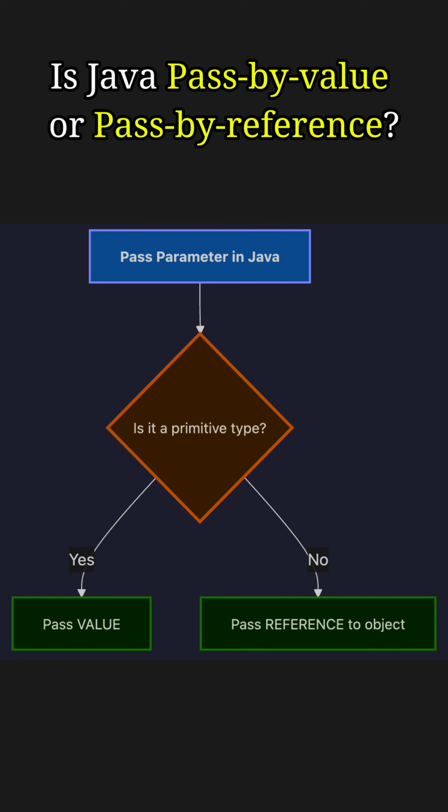Fun fact: did you know a method can't actually change the original primitive or reference variable in Java, but it can modify the fields of an object if it has a reference to it? So to summarize, Java is always pass by value, but what gets passed for objects is the value of the reference. This lets you modify the object's fields inside methods, but not reassign the original reference itself.